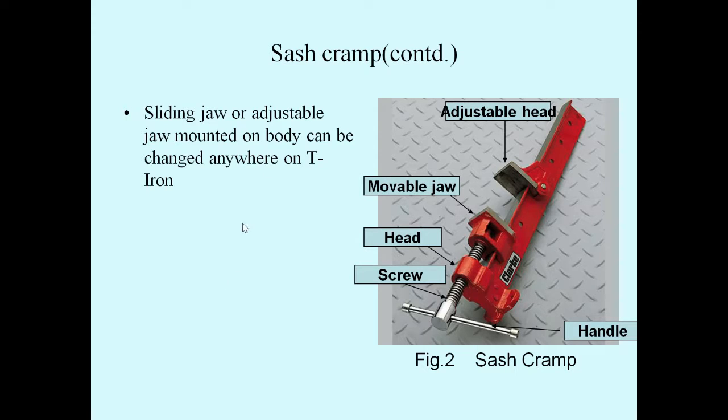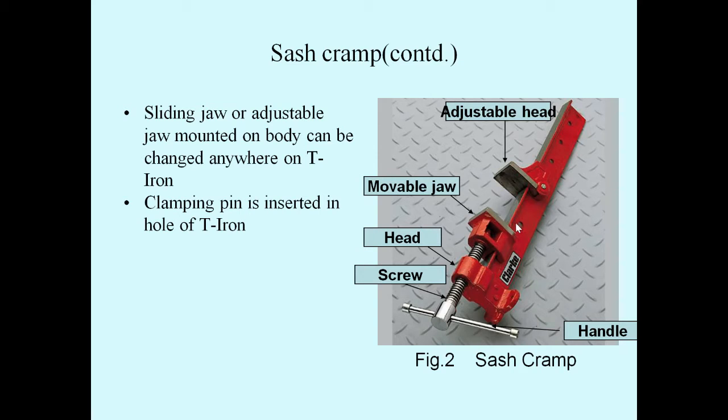The sliding jaw or adjustable jaw mounted on the body can be changed anywhere on these slots. We can adjust this adjustable head or jaw anywhere. There are different sizes of holes here, so you can adjust this adjustable head or jaw on these T slots or T iron, anywhere.